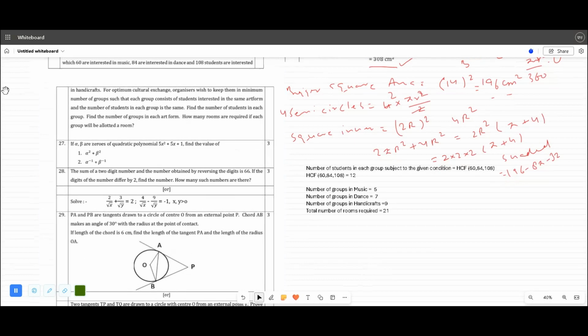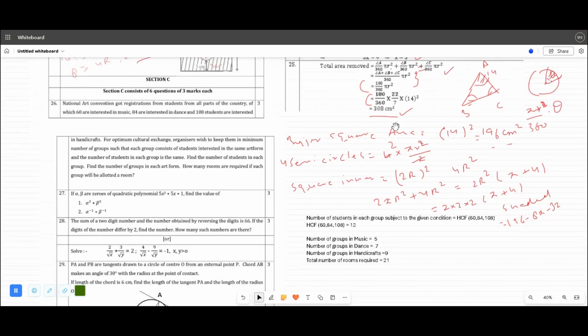National Art Convention got registrations from students from all parts of the country, and 60 are interested in music, 84 are interested in dance, and 108 students are interested in handicrafts. For optimum cultural exchange, organizers wish to keep them in minimum number of groups, such that each group consists of students interested in the same art form.